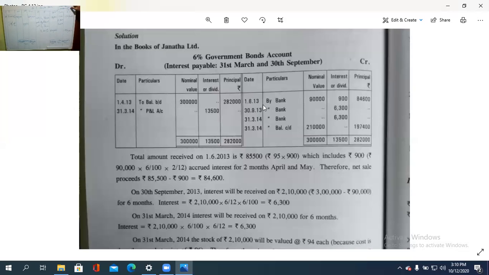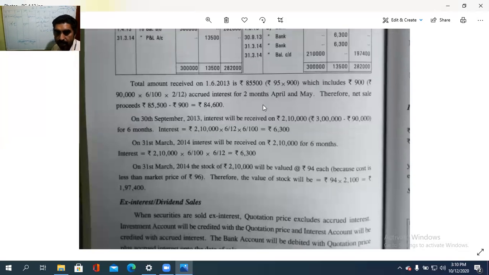That 2,10,000 at 6% into 6 by 12 is the half yearly interest calculation. So it is 6,300. And finally, the account is to be matched up with the nominal value. Carried on is 2,10,000. That is correct. 3,000 minus 900, 2,100 into 100. Then here, 2,100 into 94, the stock value is taken at 94. So 1,97,400. So that total is to be tallied up.